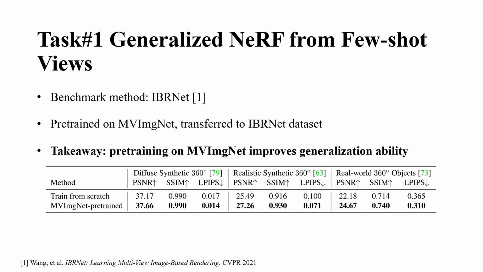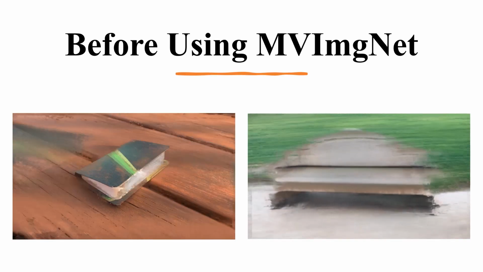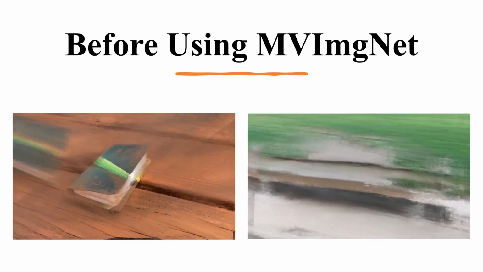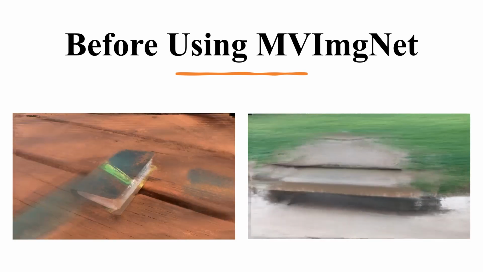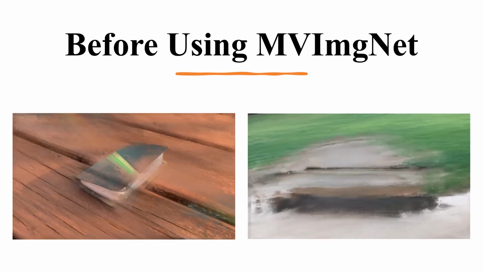We first pre-train IBRNet on the full MVImgNet dataset. Then fine-tune on the training datasets used in IBRNet for a few iterations. And compare with the original train-from-scratch IBRNet model in terms of generalization capability. The quantitative results presented in the table show that pre-training on MVImgNet improves the generalization ability of the model by a large margin. And we also show the qualitative results before and after using MVImgNet, which also validate the benefits of our dataset.